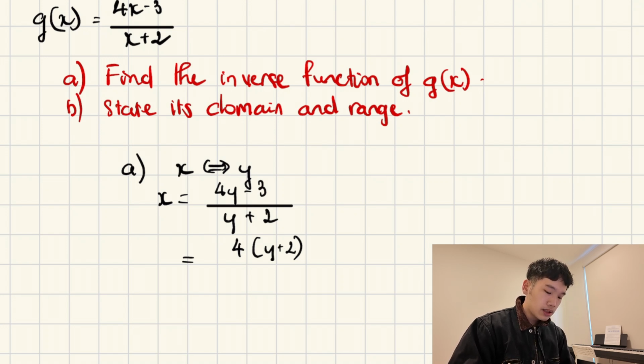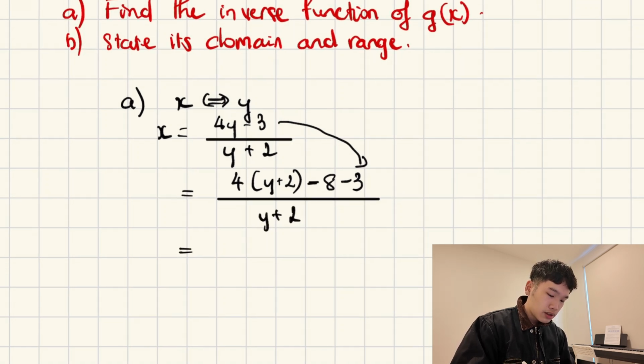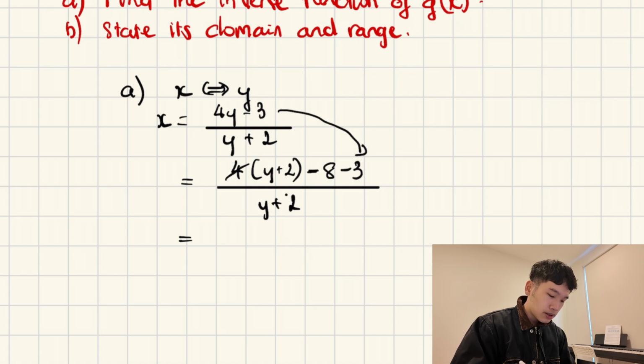So 4 times 2 equals 8. So we plus another 8. We need to subtract the 8 and then minus 3. You bring it down here. Okay. Then all of this divided by y plus 2. Then this one will cancel out. So y plus 2 will cancel out with y plus 2. So basically, you want to rewrite that into this: 4 times y plus 2 minus 11 divided by y plus 2.